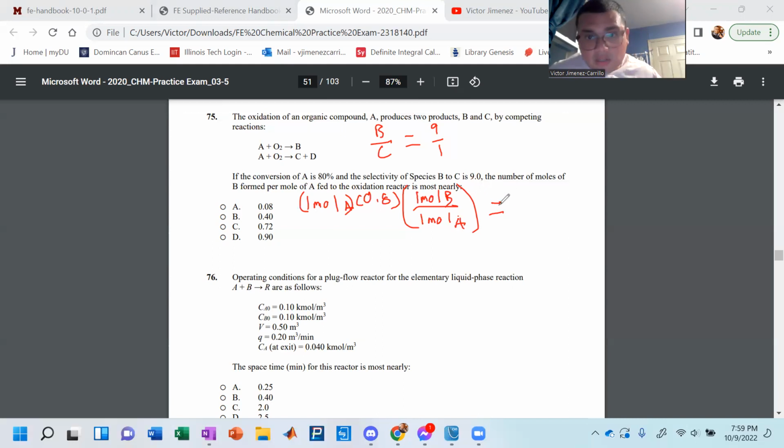Excuse me, I miswrote something. Let me rewind those steps. So it goes like this. If 1 mole of A is made, how many moles of B are made? So logically, we're saying that 1 mole and 80% of the reaction goes through. How many moles of A do we have to start? The total amount of moles of A we have to start is 0.8 moles of A.